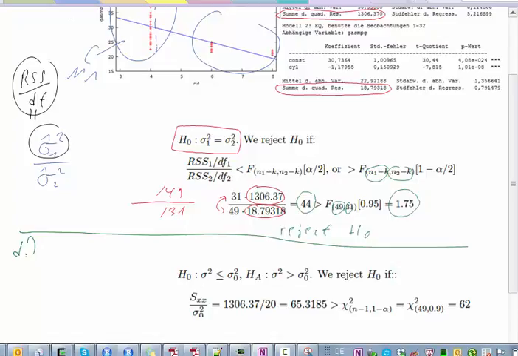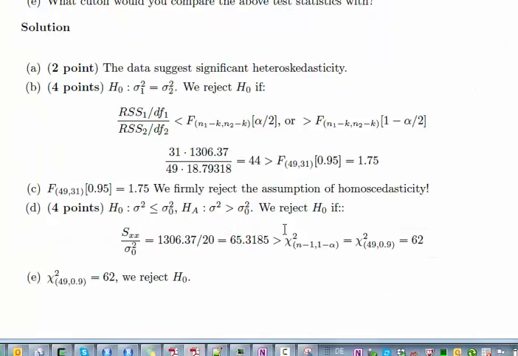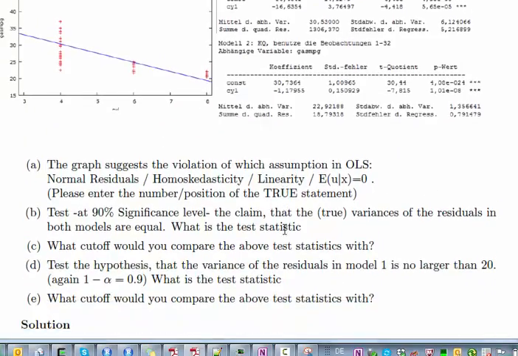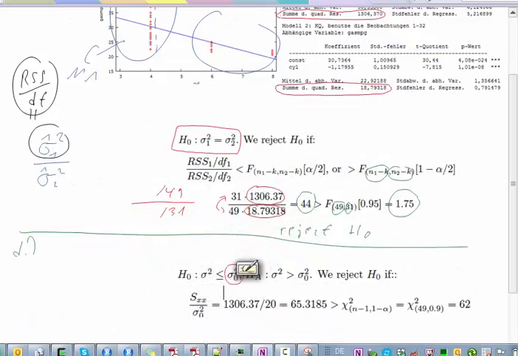And we need to look this up in either a table, and F tables are difficult to find in completion, or we use Gretl as software. And we find that the threshold is 1.75, so clearly 44 is much larger than 1.75. So we unanimously reject the assumption of homoscedasticity. No way that these two variances can be equal. So that's it for the first part.